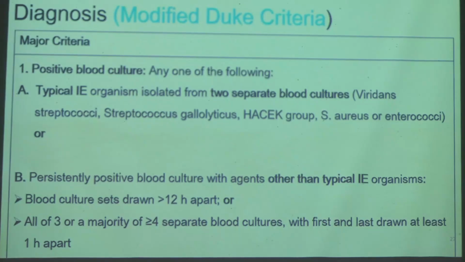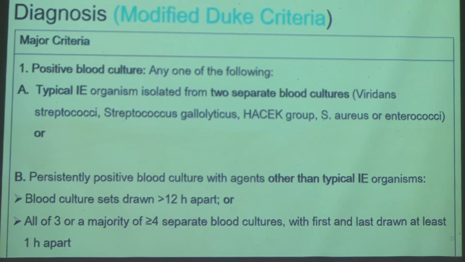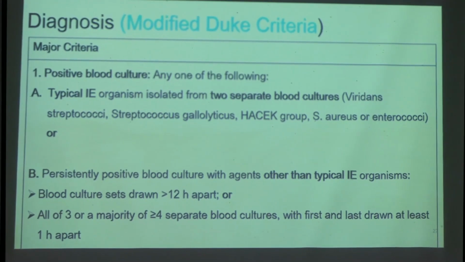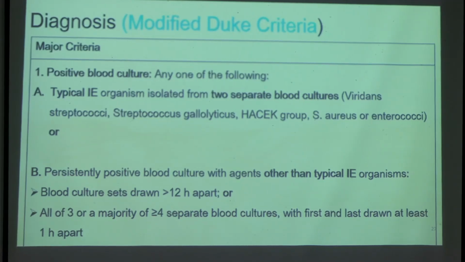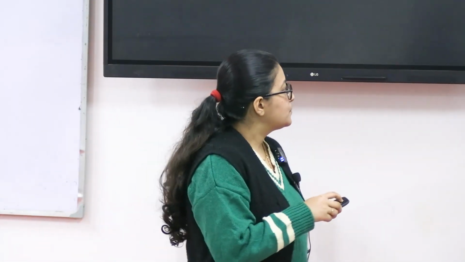Now how do you diagnose endocarditis? You have a criteria known as Duke's criteria. Duke's criteria was originally given in 1994. So this was only the criteria, but why was it modified then? It is done for increasing the sensitivity and specificity of the diagnosis. Typically, we have the major and the minor criteria for diagnosis of infective endocarditis.